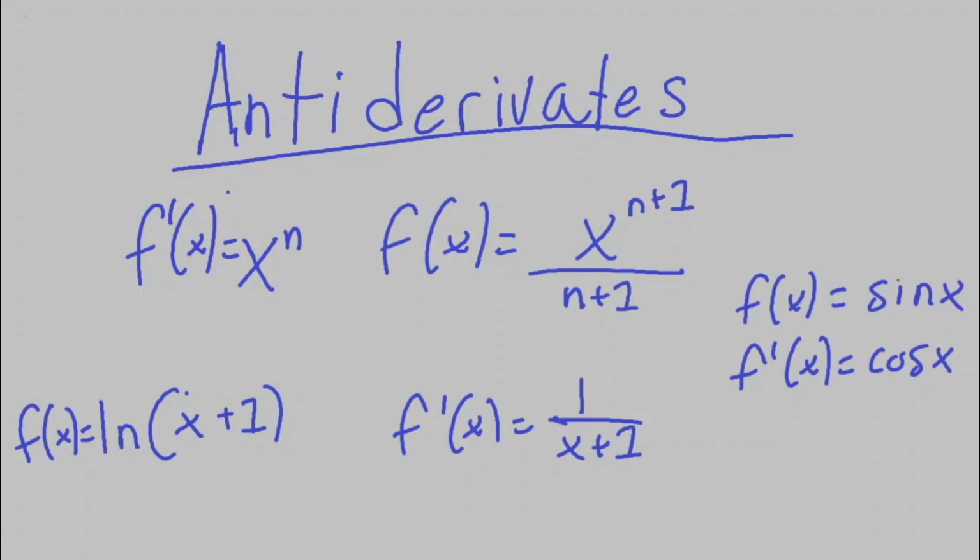So let's say you have x to the n power. In order to find the antiderivative, instead of subtracting 1 from the exponent, you would add 1, and then you would divide by the new exponent.